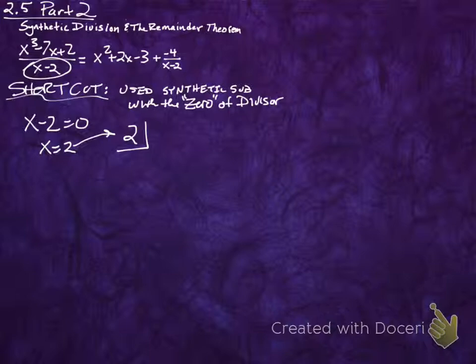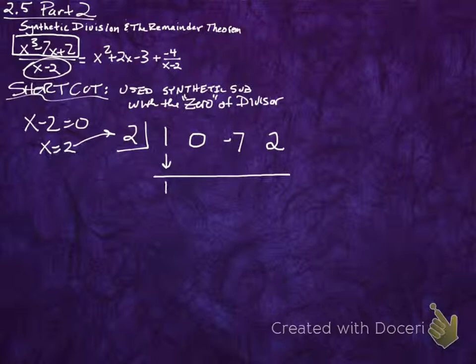If I use synthetic substitution, you'll recall you have to make sure you write down all of the coefficients of the polynomial in standard form with all terms included. So I have 1x cubed. Remember, there was 0x squared, so we use 0 as the placeholder. Negative 7 is the linear term, and the constant is 2. So this is the setup for my synthetic substitution.